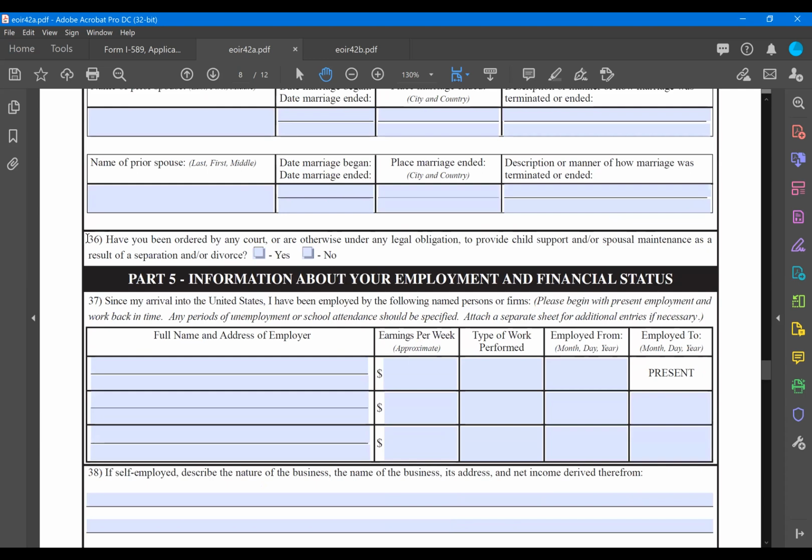Question 36 is really easy to miss. I have missed it before. It just disappears in between these bigger boxes. So don't forget question 36. Have you been ordered by any court, or are you under any legal obligation to provide child support or spousal maintenance as a result of separation or divorce? May or may not be yes.